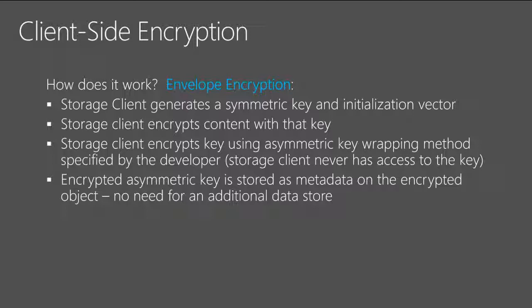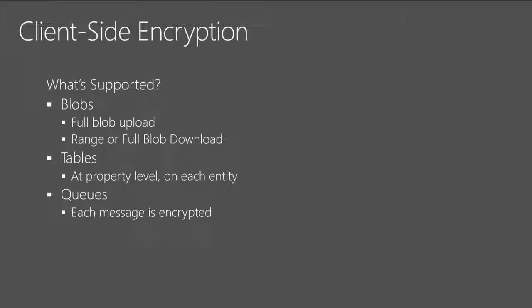The encrypted, this is really important, the encrypted asymmetric key is always stored as metadata or as extra table properties. Means you don't have to have a second store for all this stuff. So it's all stored in line with the data as you store it.